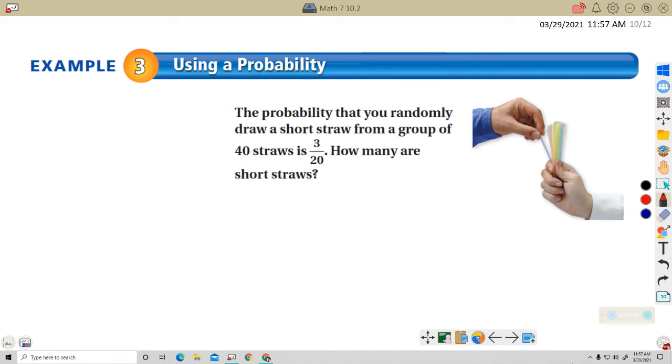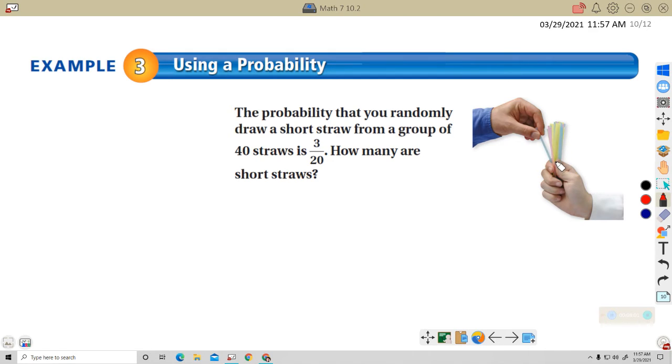Okay, so now we've got using a probability. The probability that you randomly draw a short straw from a group of 40 straws is 3 out of 20. How many are short straws? So I don't know if you know this kind of not really a game. It's just a way that we can randomly choose somebody.